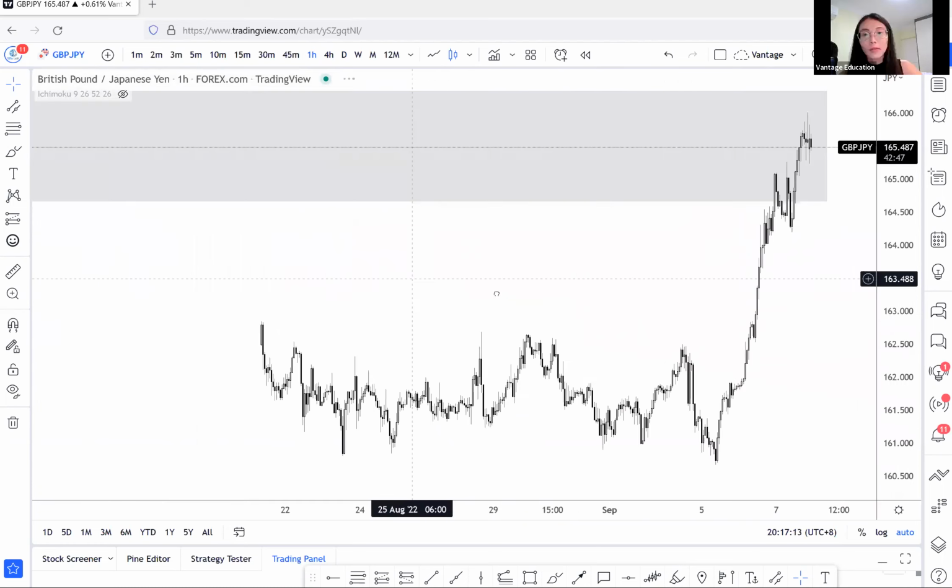You can see that currently what we have over here in terms of your 1 hour is that prices are still forming higher lows and higher highs coming into this region.